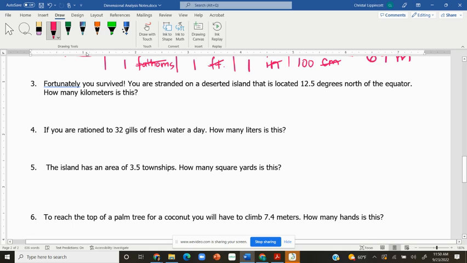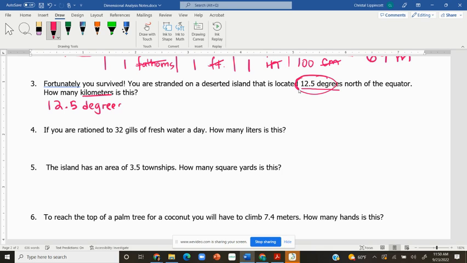We are going to be changing 12.5 degrees to kilometers. So I'm going to start out with what I was given. It's getting glitchy here. So 12.5 degrees. And I've got to get rid of that. So we're going to see on the front what we can do here.